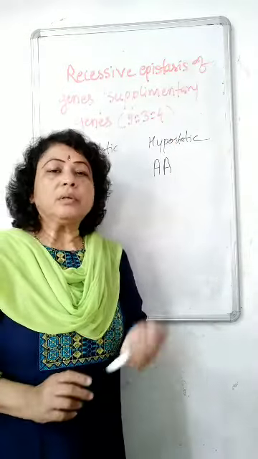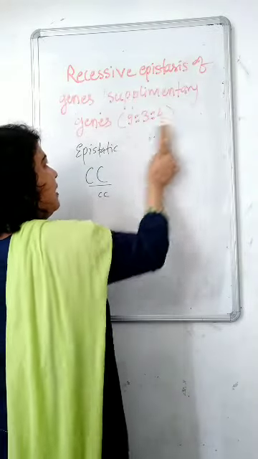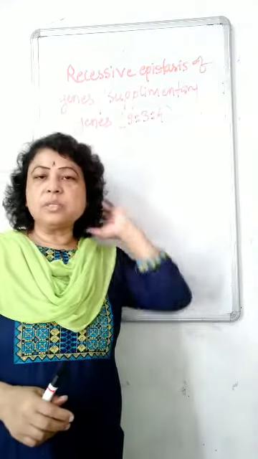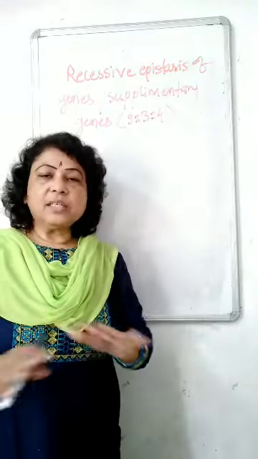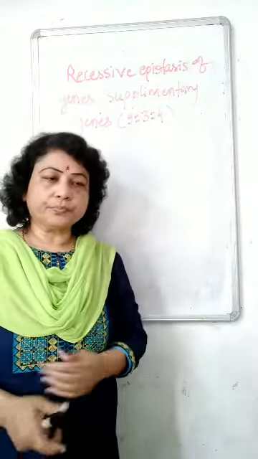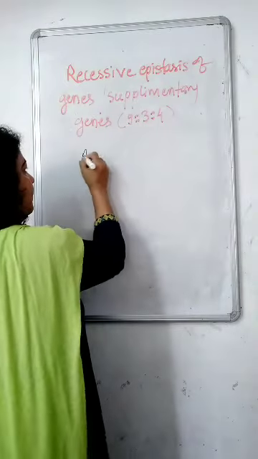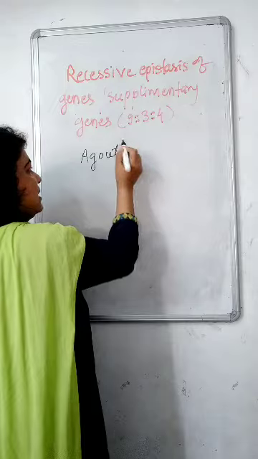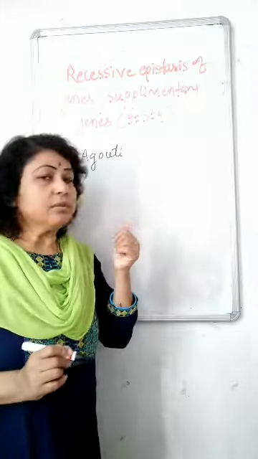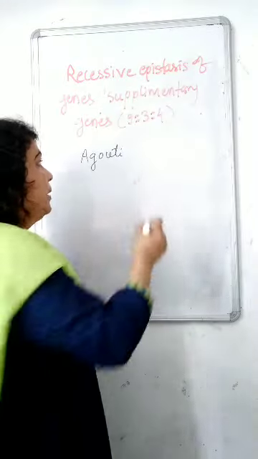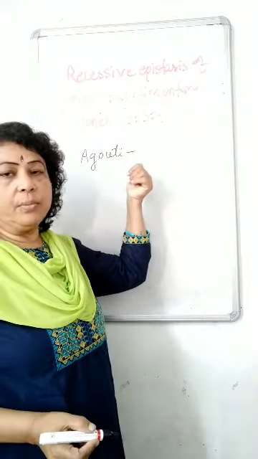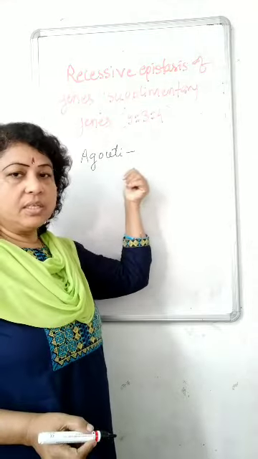We will discuss one example, and that example is the house rat. We know that the house rat or mouse has three different shades. One is agouti, another is black, and the third is albino. Agouti is considered the wild type. Why is it known as the wild type? Because all the F1 progeny were agouti, showing the dominant character. Therefore agouti is the wild type.